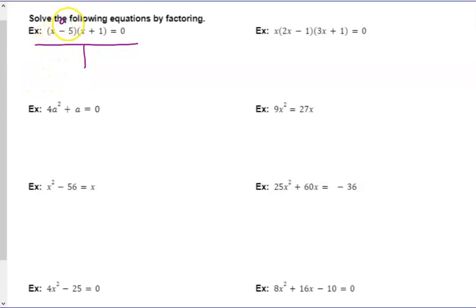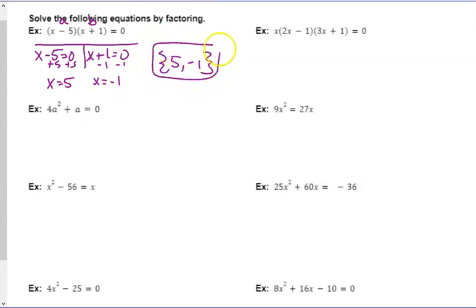So by the zero product property, call that A and call that B. If the product of those is equal to 0, that means that this x minus 5 has to equal 0, or the x plus 1 has to equal 0. When I split that apart, I have two equations that I can solve to find out what numbers those are. If I add 5 to both sides, I get x equals 5. If I subtract 1 from both sides, then I get x equals negative 1. Therefore, 5 and negative 1 are the solutions to that equation.